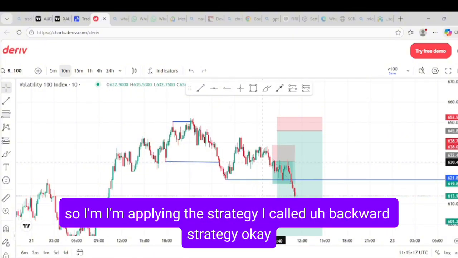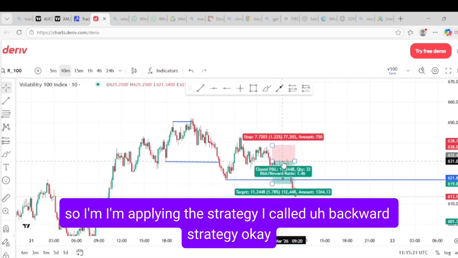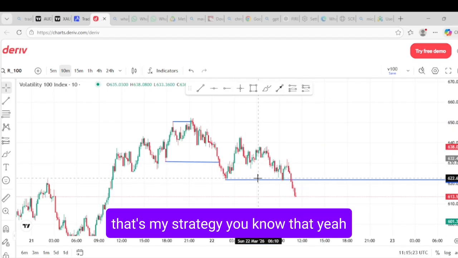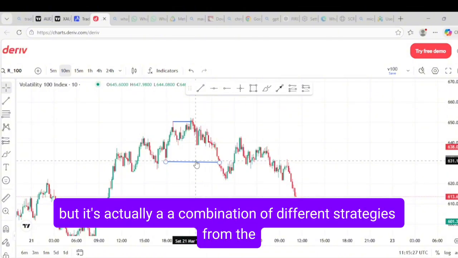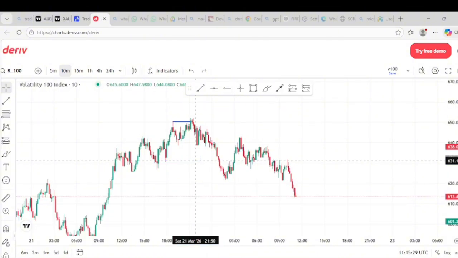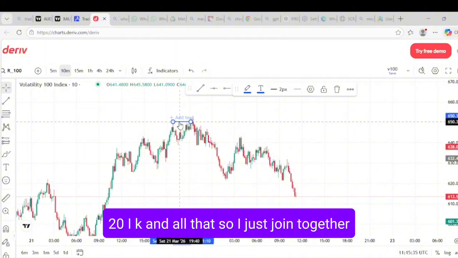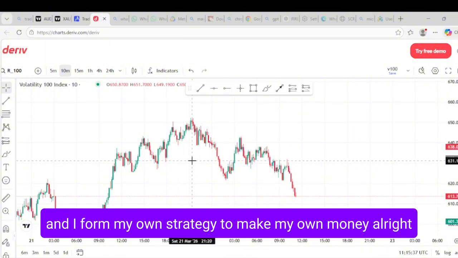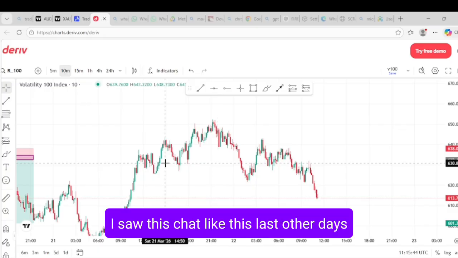I'm applying the strategy I call the barcode strategy. That's my strategy, you know that. But it's actually a combination of different strategies from the Police Forex Mastery course and all that. So I just joined them together and formed my own strategy to make my own money. All right, so this is the chart. I came to the chart, and I saw this chart like this.